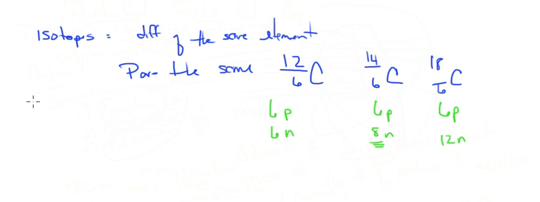And this goes along with this idea of relative abundance. Relative abundance simply means the amount, or I guess you'd say the percentage that that atom would be naturally occurring in our environment, in our universe.